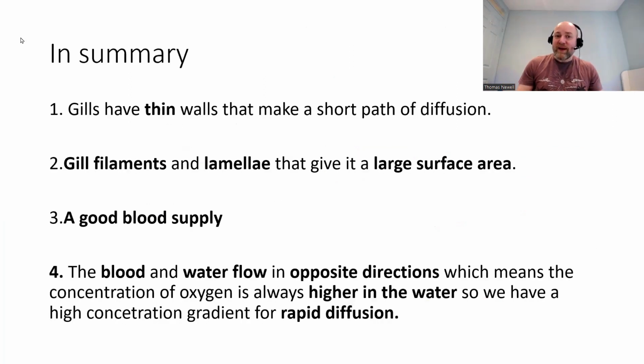And in summary, what do you need to know about fish gills in case a question comes up? They've got thin walls, just like the alveoli, short diffusion pathway. They have gill filaments and lamellae, just exactly like we have alveoli, millions of them, and they create a large surface area for rapid diffusion. They've also got the good blood supply, which is really important for all exchange surfaces. And finally, the blood and the water travel in opposite directions.